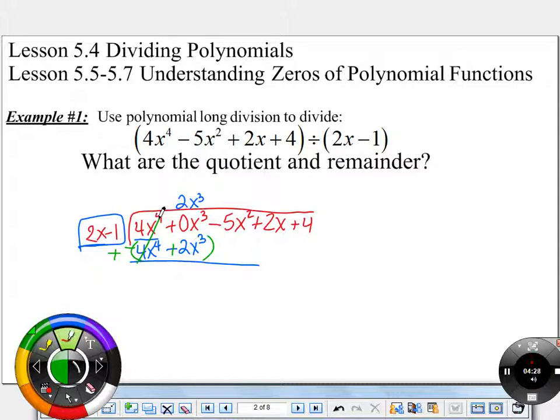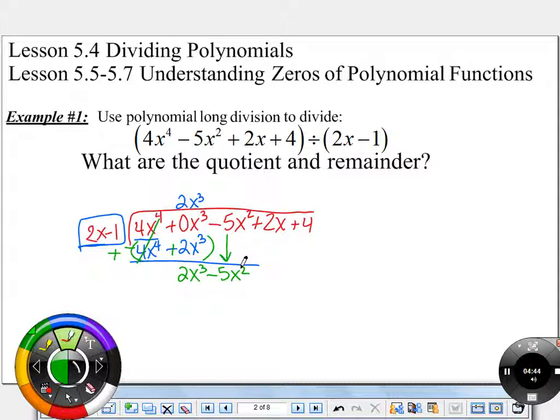And then I'll finish this part here. So 0x cubed plus 2x cubed is going to give me 2x cubed. And I'm going to drop down the next term just like I dropped down the next digit in a division problem. So do you see how the process is very similar to the long division process that you already know?